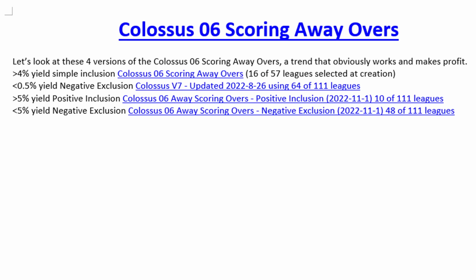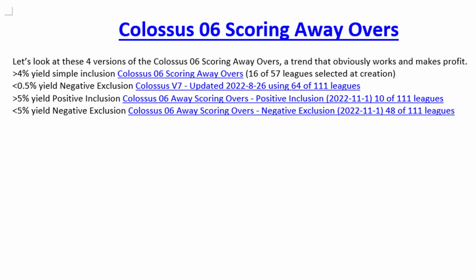So let's look at 4 versions I've created based on the core settings of that strategy, the core filters of that strategy. So we have the original Colossus 6 scoring away overs, which was created just by simple inclusion of leagues that have yields of 4% or more. At that time, there were only 57 leagues in the Betaminic database. It's been expanded since then, but at that time, there were only 57. And only 16 of those leagues were included in that strategy. Only 16 of those 57 leagues had a yield, an ROI, of 4% or more. So just those were included. And that's done really well over the last 4 years.